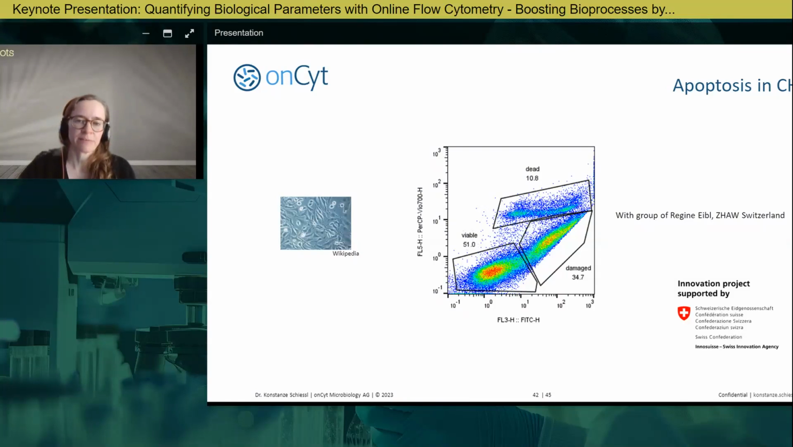So it can be relevant for bioprocesses to monitor this and to react in real time. It can be a KPI, for example. And this is now the first protocol that we implement online, but there are many more that could be implemented and used.